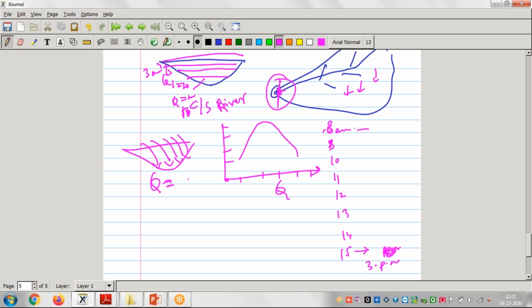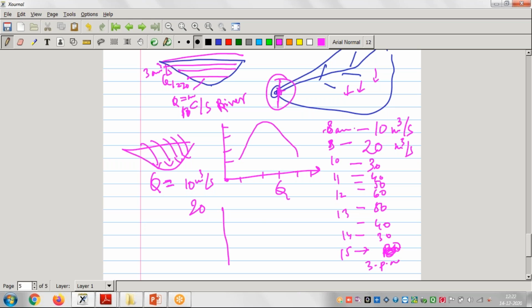If suppose this Q is say 10 meter cube per second, then I will note down this as 10 meter cube. Then at 9 o'clock, when the rainfall increased, it became say 20. So I will say 20 meter cube per second. And likewise, suppose this is increasing, 30, then 40, 50, then 60. Then again the rainfall became slow, so it will come down again, say 50, 40, 30, 20, likewise.